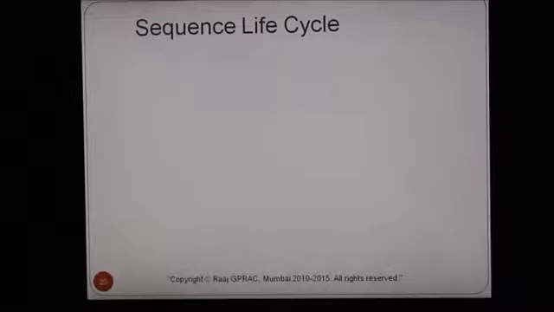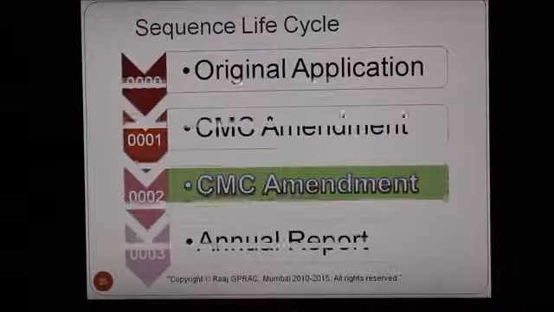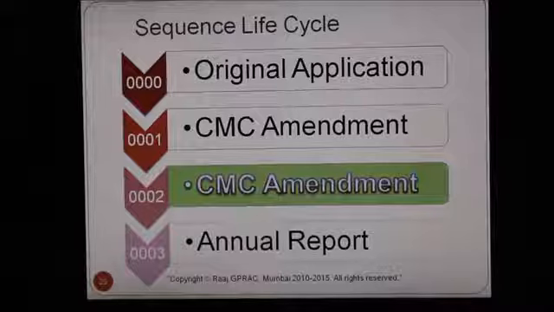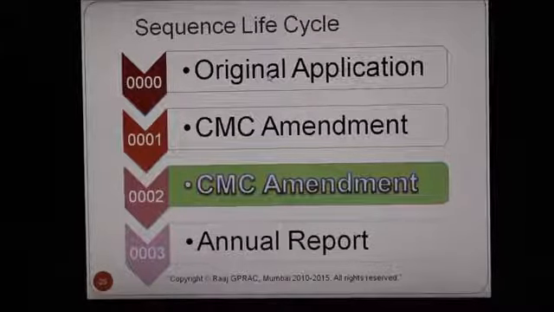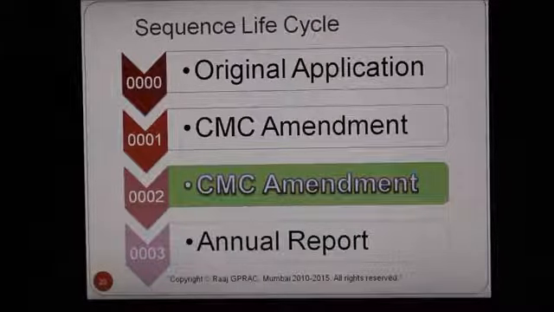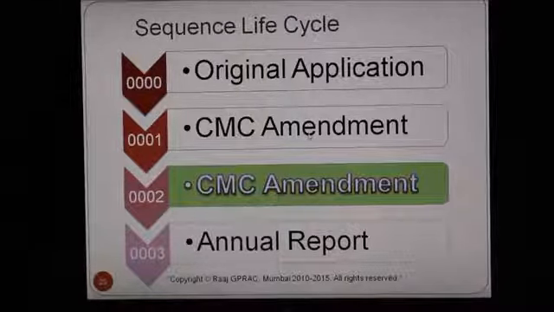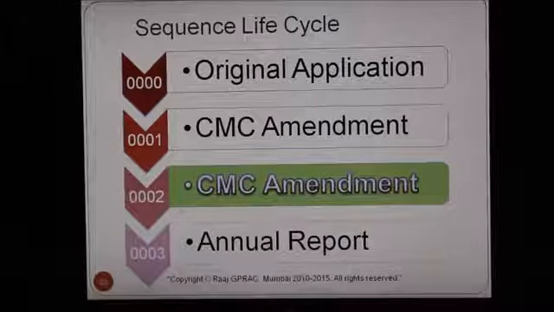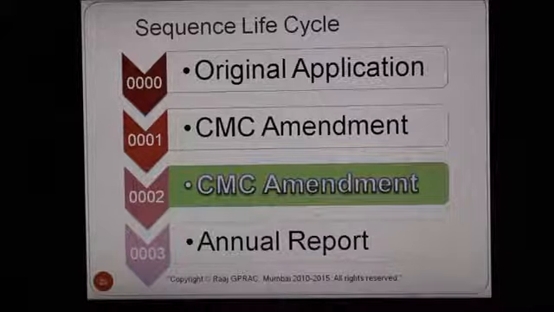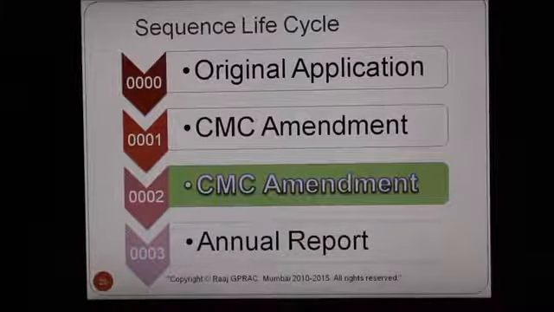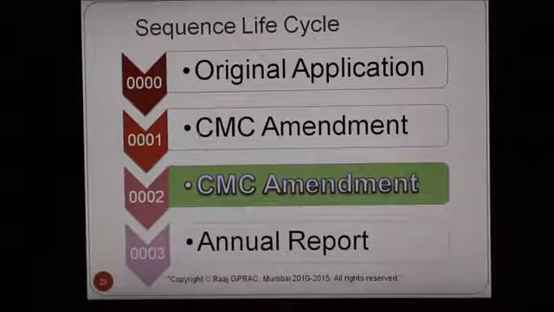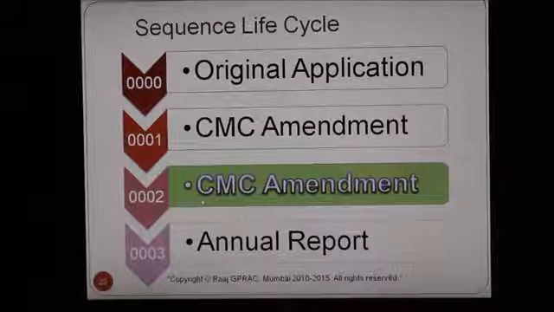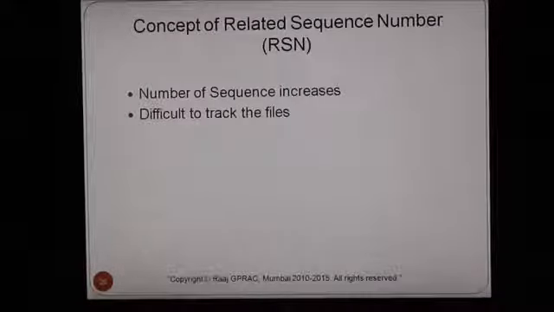Then there is a sequence life cycle. Always sequence 0000 will be your original application. 0001 could be your CMC amendment. One more, 0002, could be your CMC amendment, and 0003 could be your annual report. How you correlate these sequences with each other is called the concept of related sequence number. As the number of sequences increases, it is difficult to track the files.